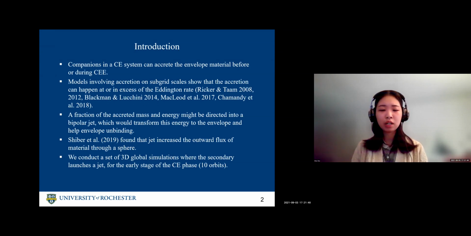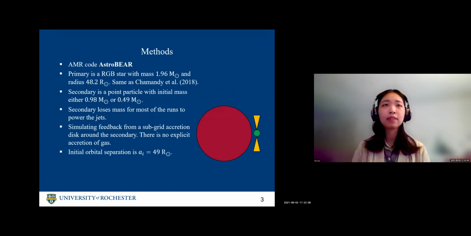The first 3D global simulation involving a jet was done in 2019 by Schreiber and collaborators, and they found that the jet increased the outflow flux of material. So here we conduct a set of 3D global simulations where the secondary also launches a jet, and we only do a very early stage of the common envelope phase. We simulate about 10 orbits, which last for 40 days.